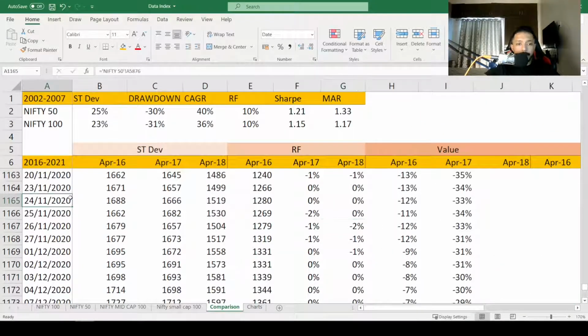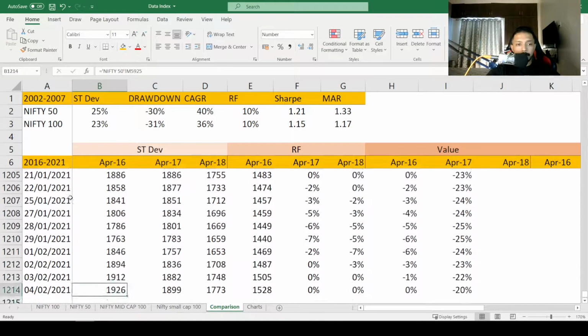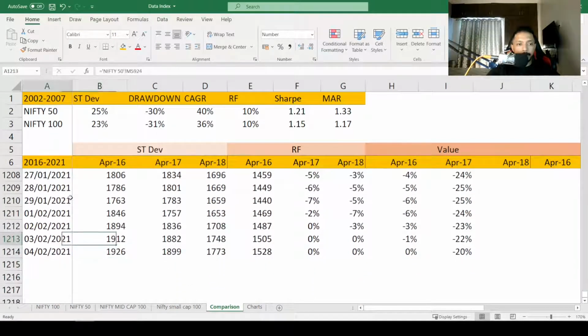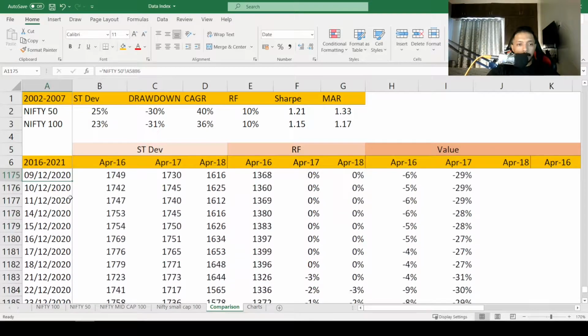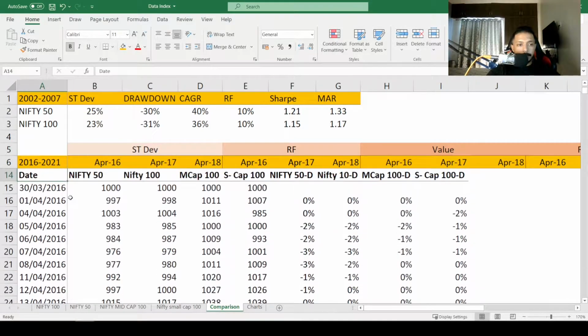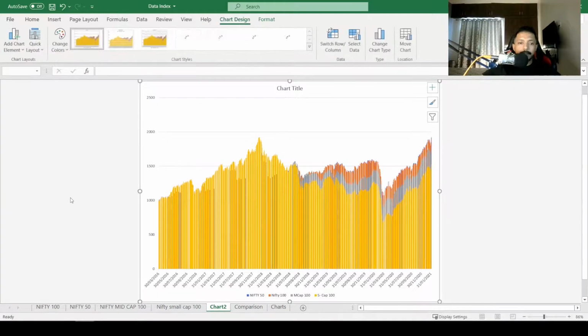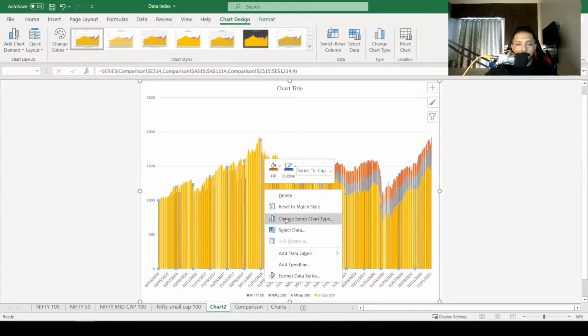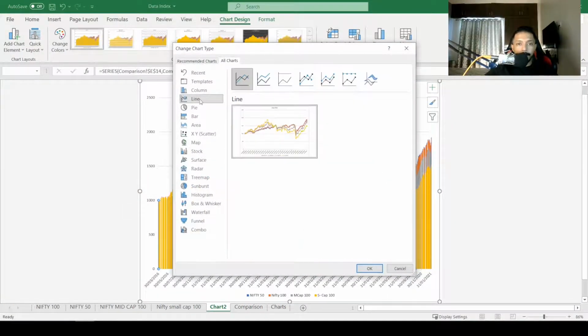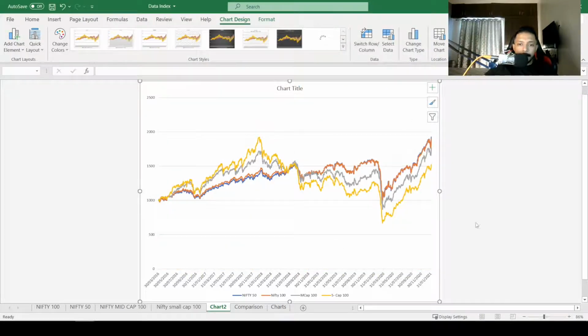So let me just take the portfolio value. So this is where my portfolio value is calculated out here. Okay. So you can see that I've started investing in all of these indexes from 2016. I've taken Nifty 50, Nifty 100 and mid cap. Okay. Just to show you whether it has any significant differences. Okay. So let's create a chart, and I'm just going to change this series chart type to line. Okay. And there you go.